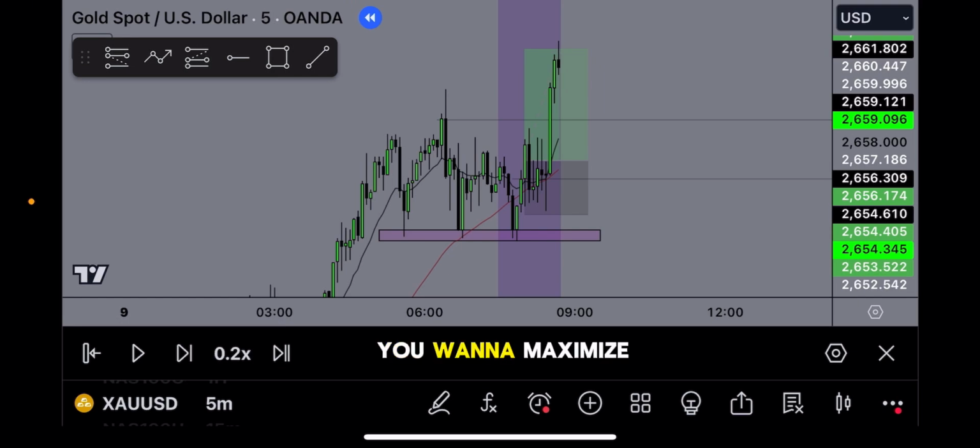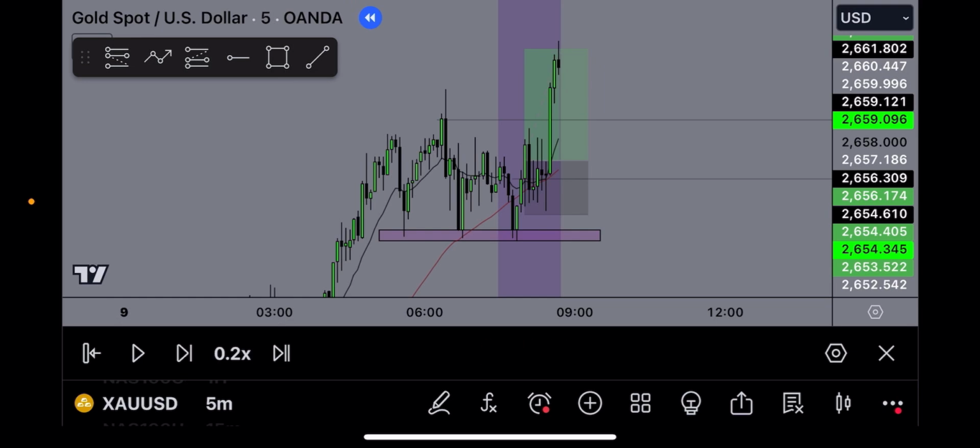That's the goal of this. You want to maximize the most out of your winning trades, and you want to minimize your losing trades. So you want to lose less and win more. So overall, at the end of the week, even though you take a couple losses because it's inevitable to lose, you're still in profit, or you're still up at the end of the week, right?